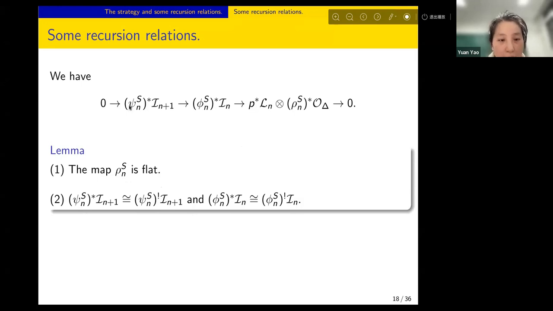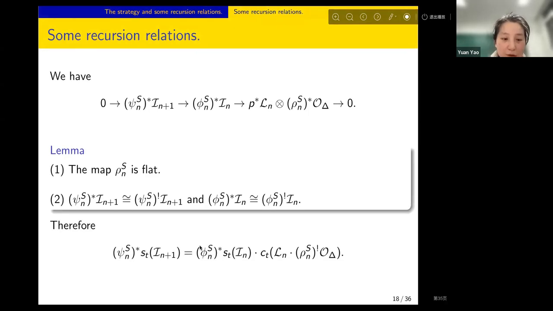So both phi n and this psi n are not flat. But for this special case, once it acts on this ideal sheaf, it can be a flat pullback. That's the lemma. Once we get flat pullback, then we can talk about the cycle classes, right? Then you have these relations.